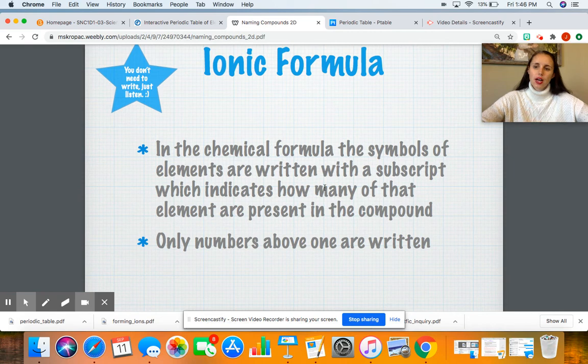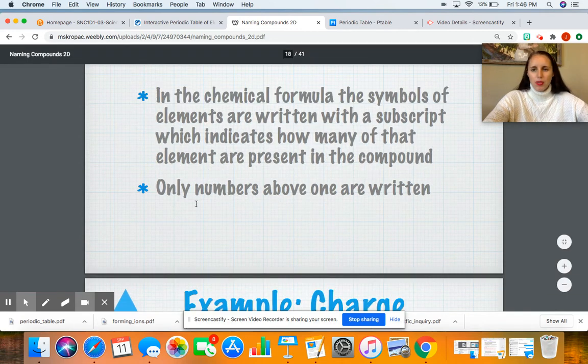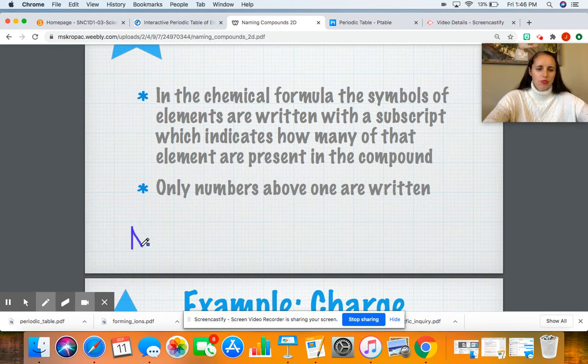Another reminder of compounds: in the chemical formula, the symbols of the elements are written with subscripts, which indicate how many of that element are present in the compound. Only numbers above 1 are written. So I'm just going to give you a couple examples of what I mean here. Let's talk about sodium chloride. We've seen that before. I keep bringing it up. It's a good common example.